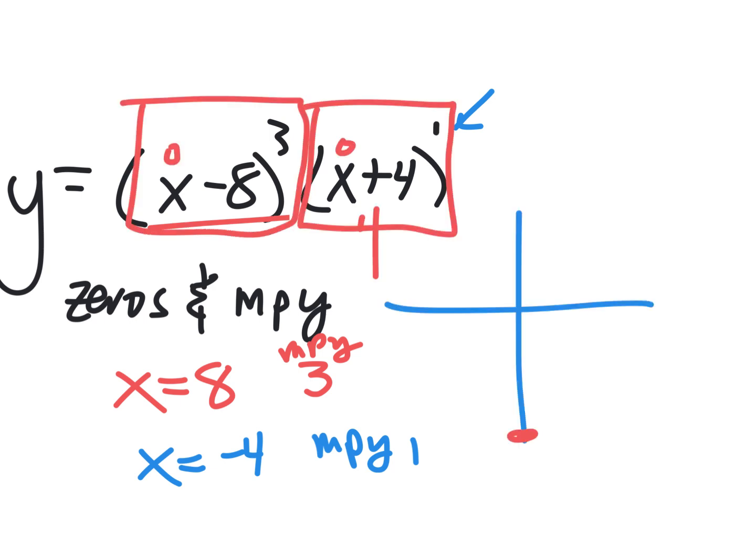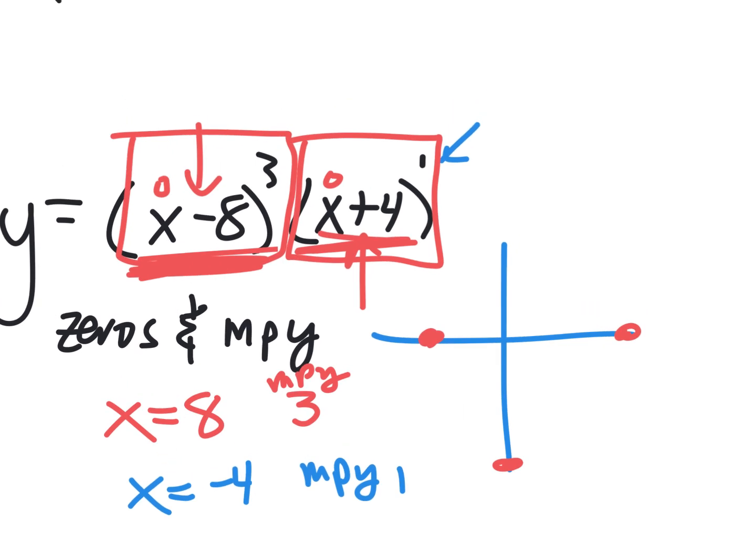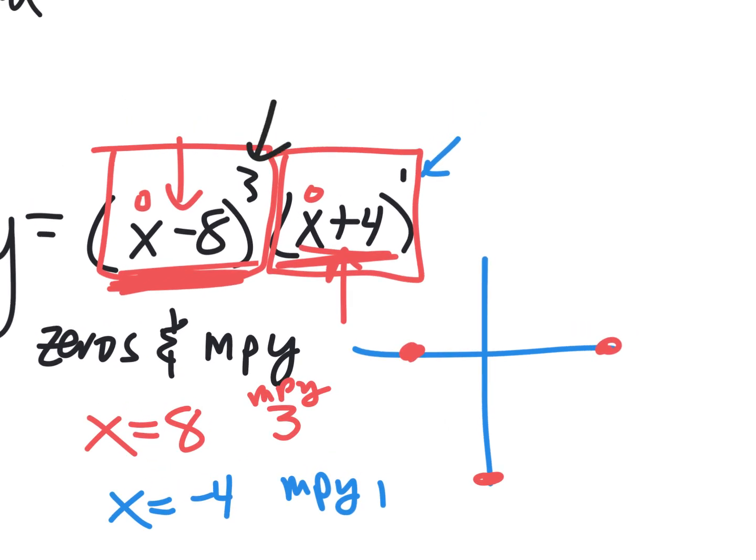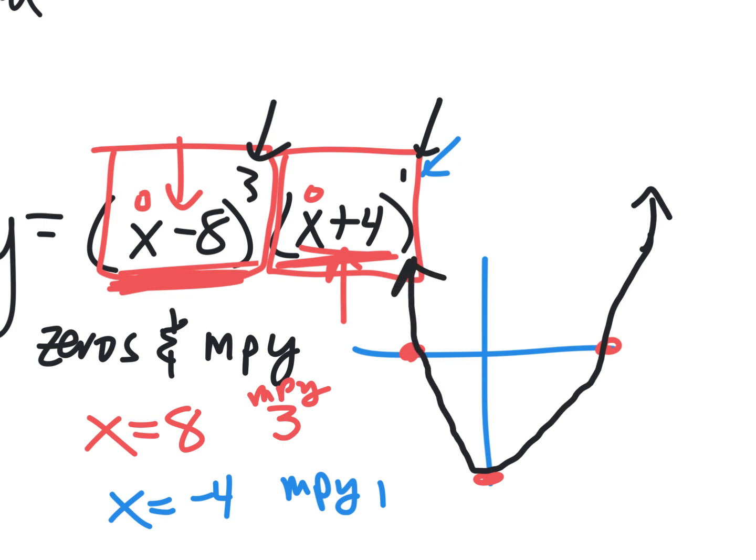It also passes through at 8 and negative 4. See, this one's negative 4, passes through there, and it also passes through at 8. And last but not least, I know this thing has a total degree of 4. See how I had to put that together? The total degree was 4. So then that means it's an even one. So since it's going up on the right, it must be also going up on the other end. And there's my final answer.